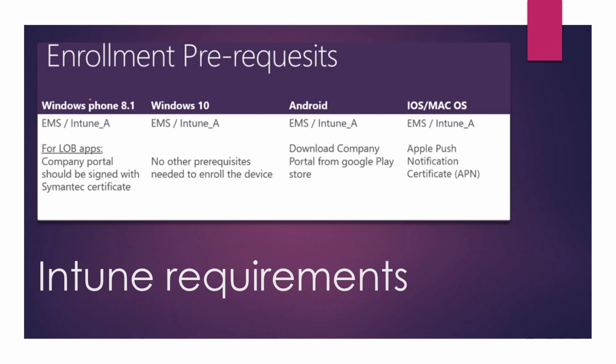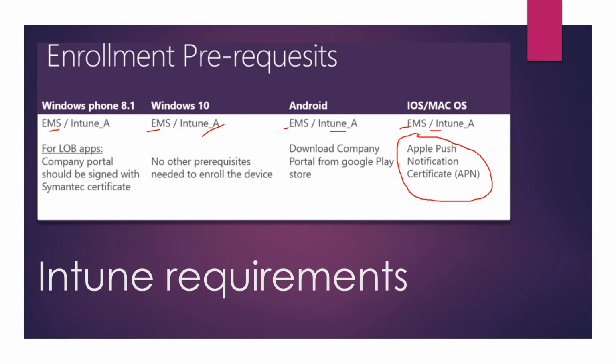So there's a pictorial representation for the same. If it's Windows 8.1 or Windows 10, all the end user needs is an EMS license or an Intune A Direct license. Intune A Direct is a license for Intune only, and EMS is a suite. For Android, again the same thing, EMS license or an Intune A Direct license. No other prerequisite. For iOS and Mac, EMS license or an Intune license, again the same thing. An extra component over here is an APN certificate, which needs to be uploaded in the portal.